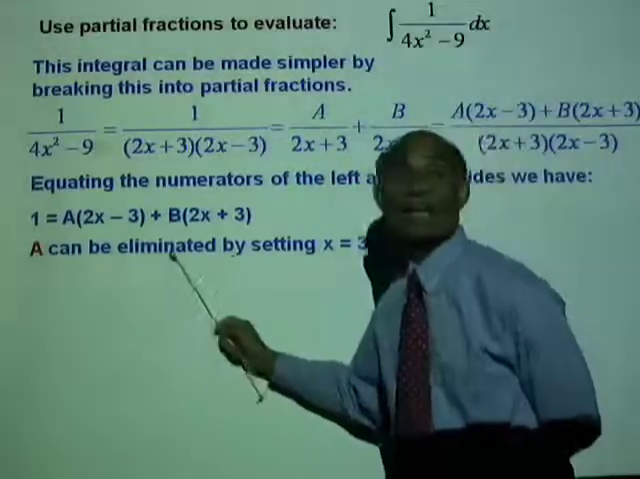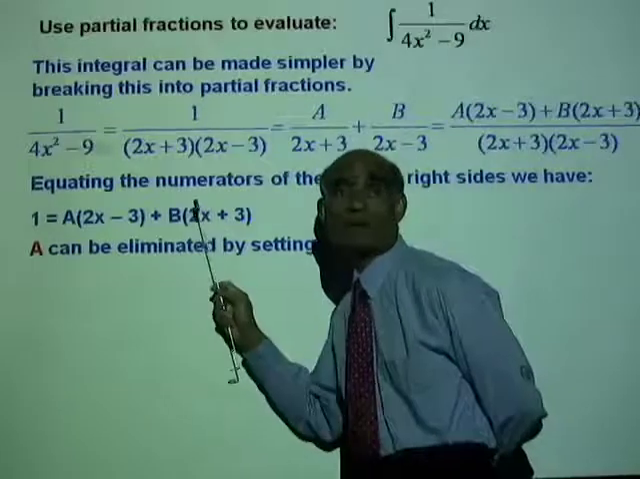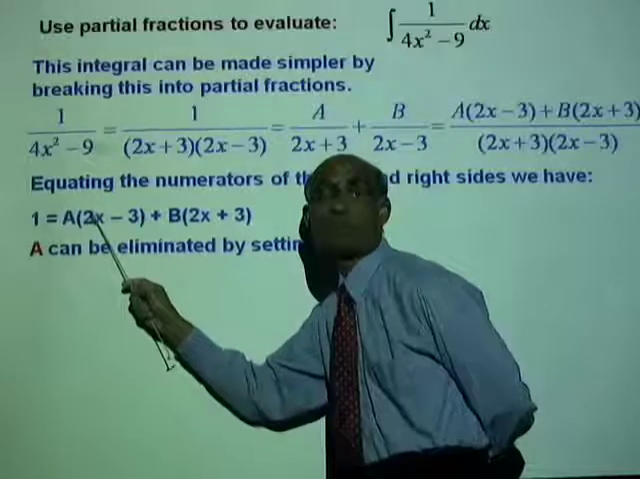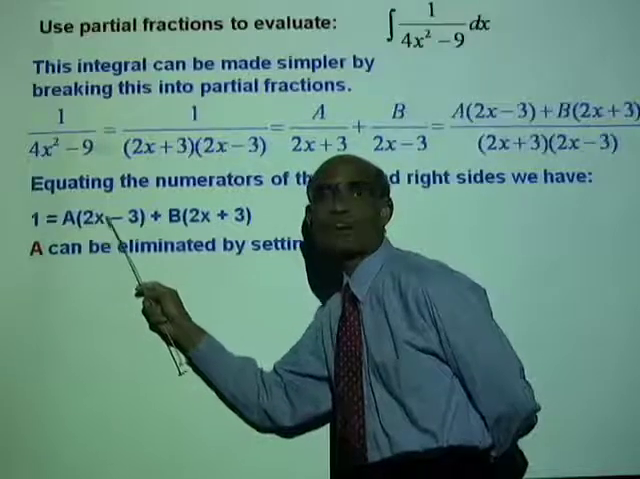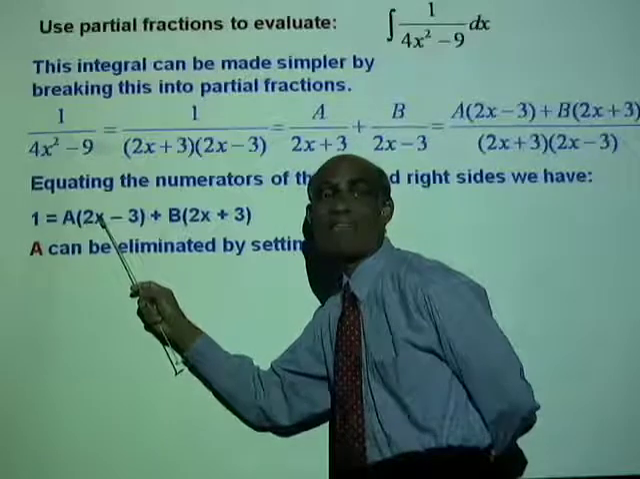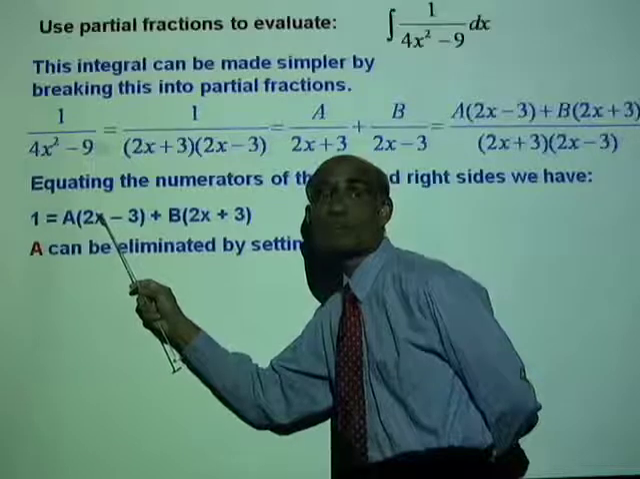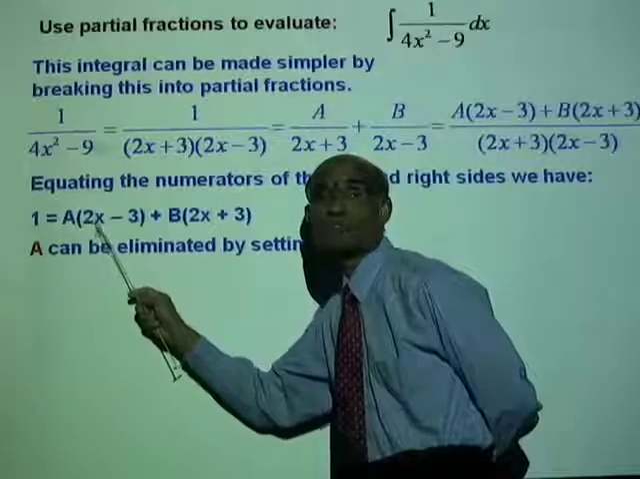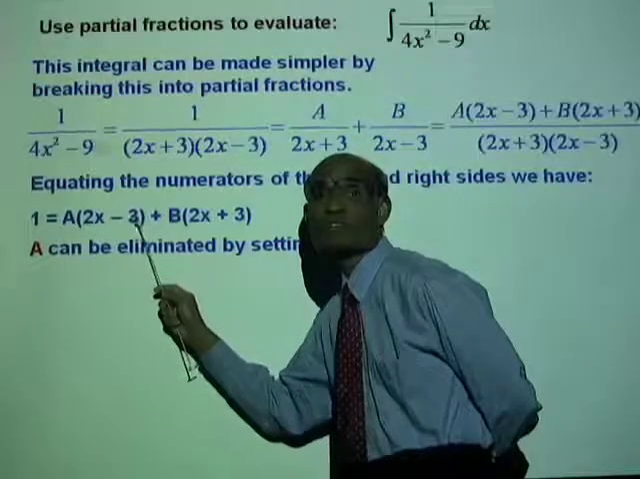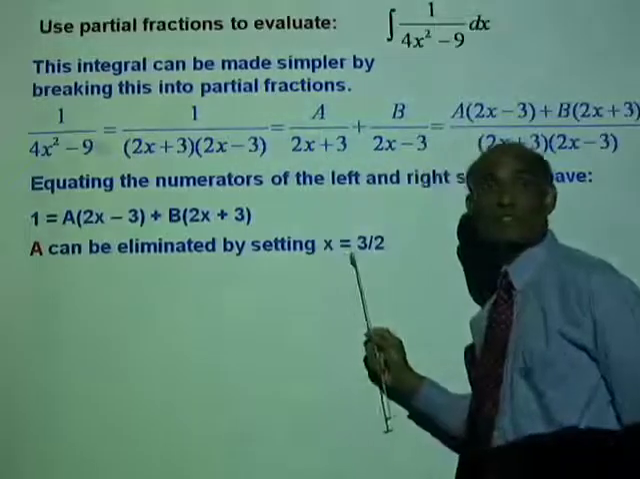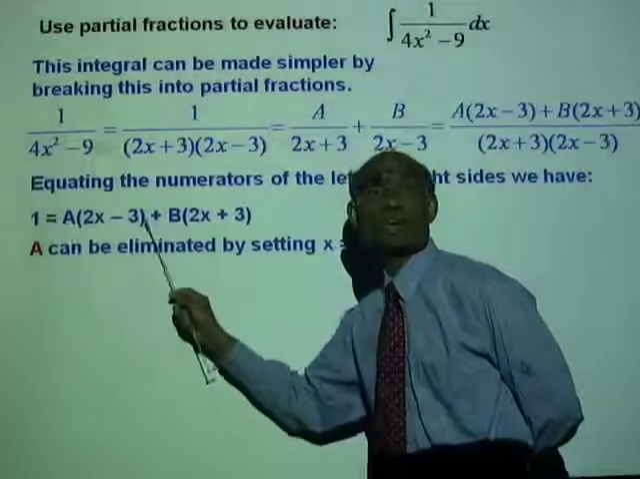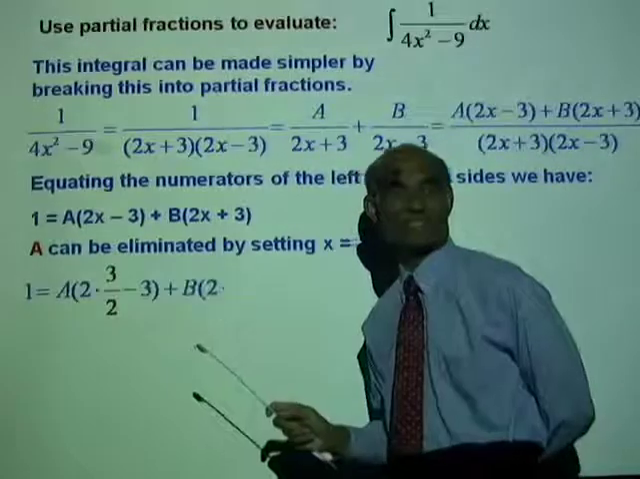Now, A can be eliminated by, tell me, I'm covering that value here. A can be eliminated by choosing x equal to what? If you put x equal to 3 over 2, then 2 times 3 over 2 will be 3. 3 minus 3 will be 0. So we set x equal to 3 over 2 in here so that we can eliminate A. You see how simple that is.